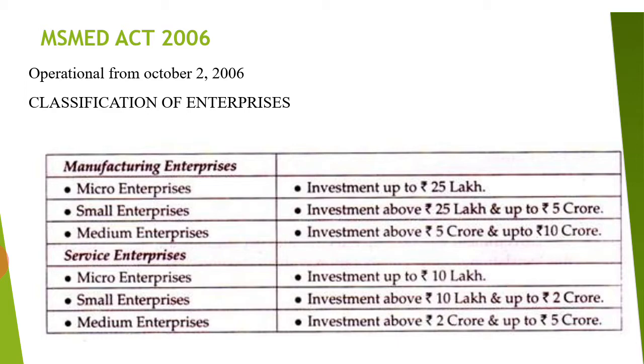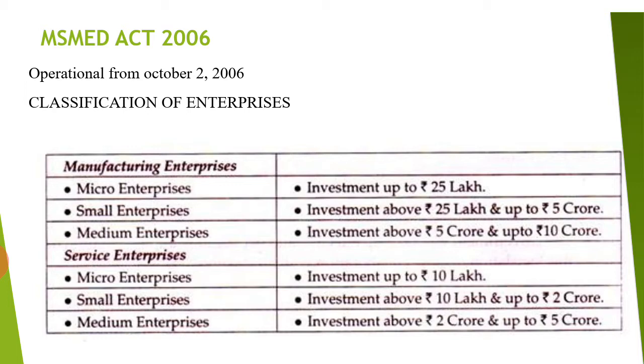As per the Act, mainly it classifies the enterprises. Enterprises are mainly classified into two: manufacturing enterprises and service enterprises. There are three categories of enterprises in both sectors, whether manufacturing or service. Enterprises are classified as micro enterprises, small enterprises, and medium enterprises based on their investments.